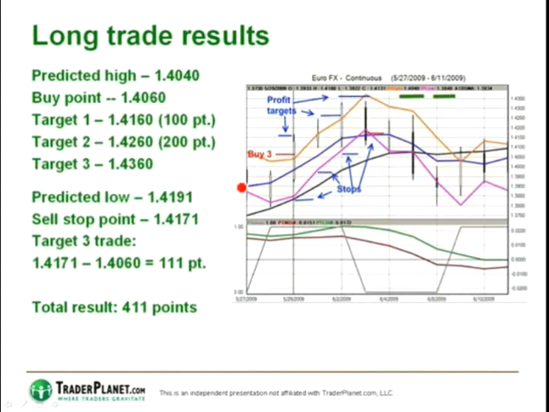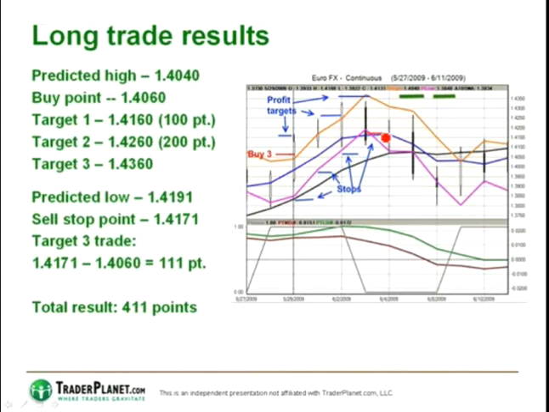Now let's just summarize a little bit where we're at this point. We said we had the predicted high, 140.40, which was this yellow gold line right here. We're going to be buying at 140.60, which is this point right here. We have our profit target 1, profit target 2, and profit target 3, which we did not make. We had a predicted low over here, and we had a stop point of 141.71 at which we would get out.